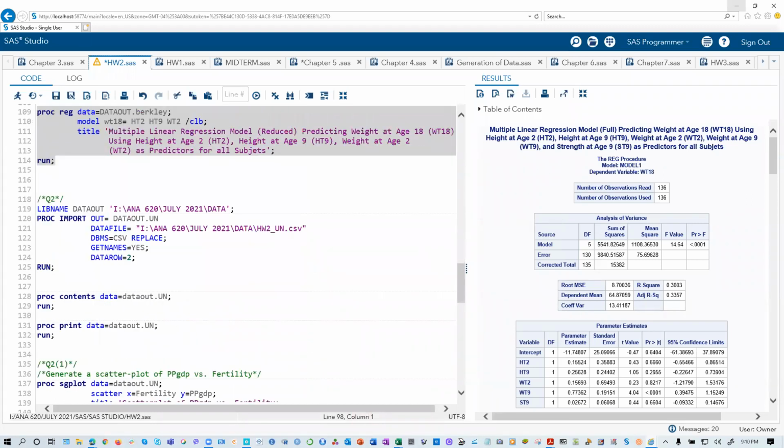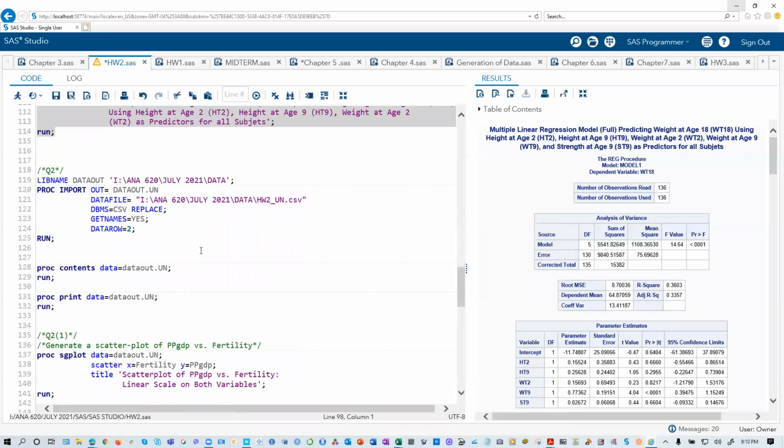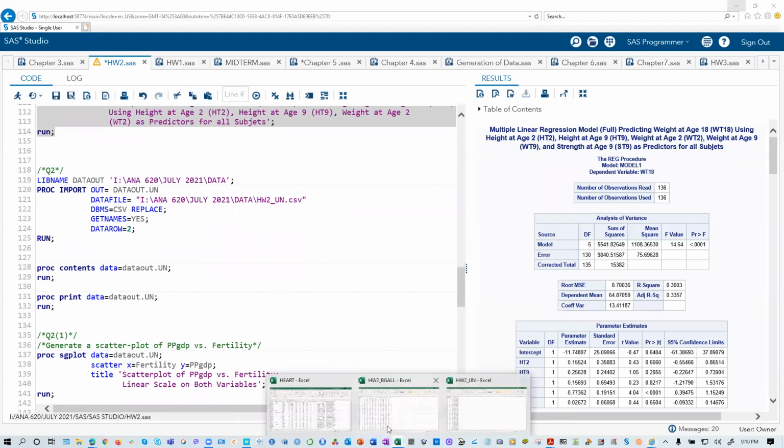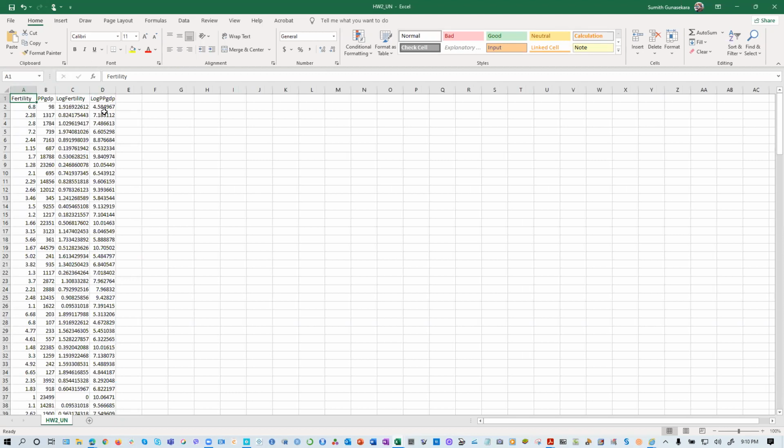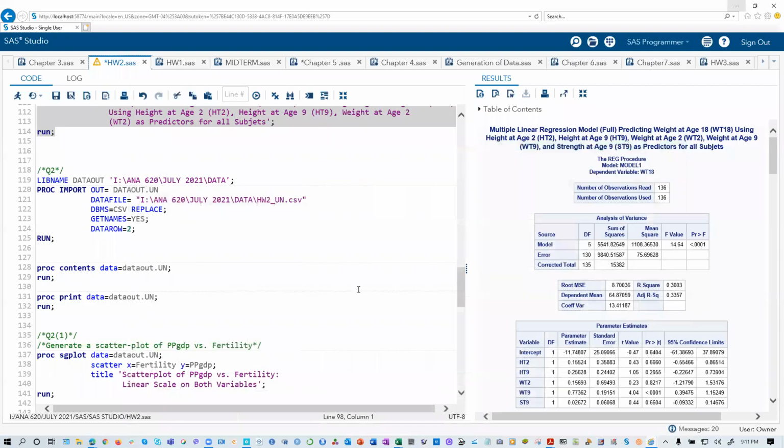Okay, so let's go to question number two. We were talking about the data set with the UN. They were doing the data set file homework too, but this is for the contents PPG, BP, and especially I had to show you something here. In that data set, the logarithm has already been taken, okay? You don't have to take the log. They have given names for the logarithm: fertility, the GDP, national income per person, gross domestic product per person, log fertility and log PP GDP. They have all been done and given names. So you can use that one as it is. You don't have to take the log, okay?